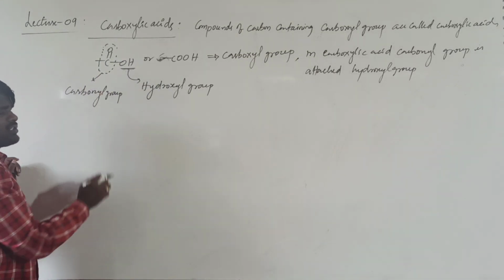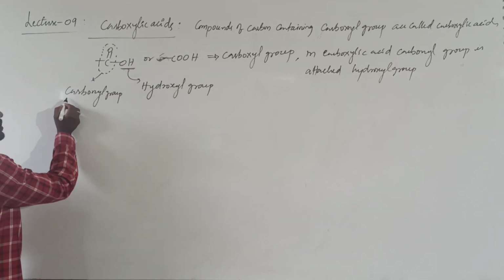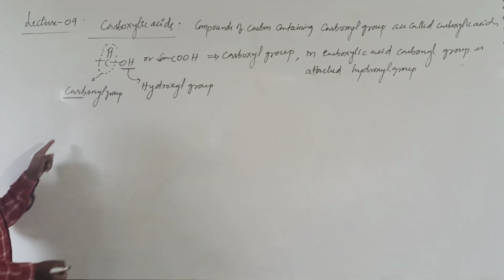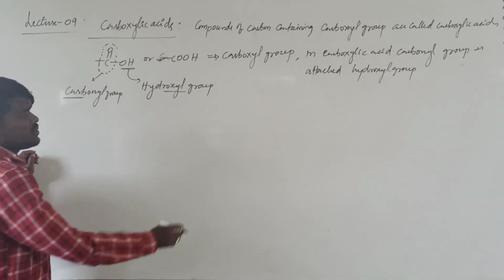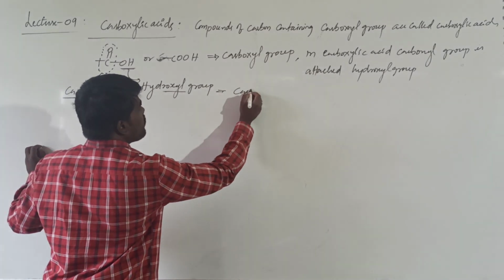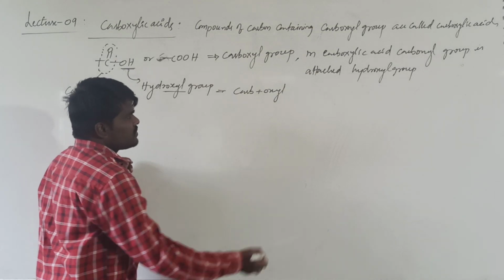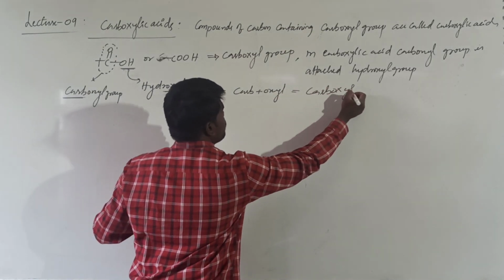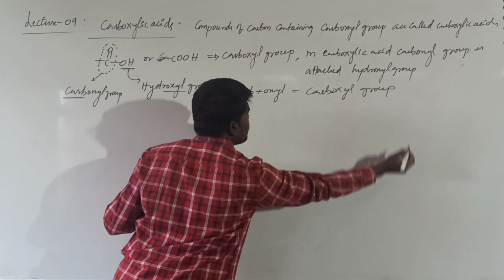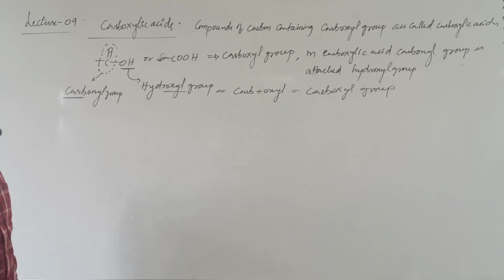So it is a combination of carbonyl and hydroxyl group. The name carboxylic acid or carboxyl group is derived from, here we have taken carbo from the carbonyl group plus oxyl from hydroxyl. So this becomes the carboxyl group, and the compounds we call carboxylic acids. Right, this is how the name is derived.